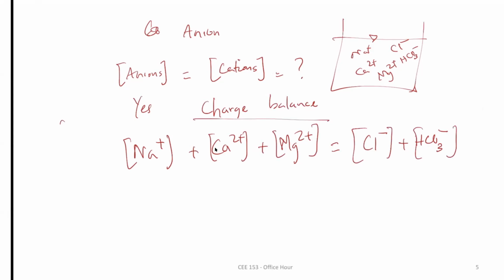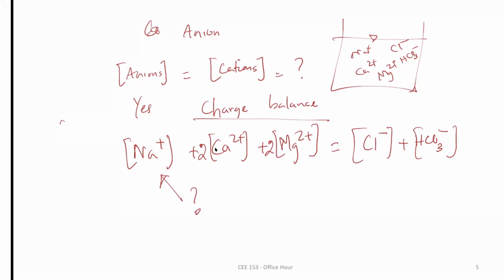Charge balance means you have to account for how many charges are in those concentrations. So if you have 1 mole of calcium, it gives twice as much charge as 1 mole of sodium, right? You have to multiply that charge here, then it becomes charge balance. Only when you do this can you solve for the question, given sodium. You can only solve it this way.